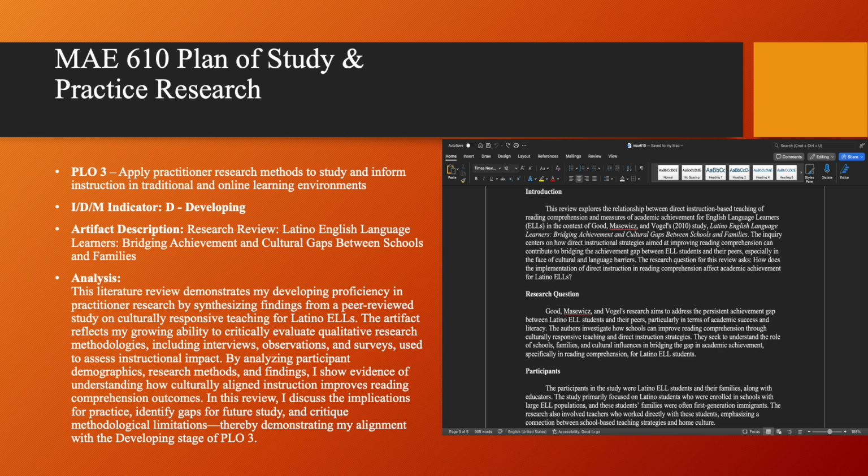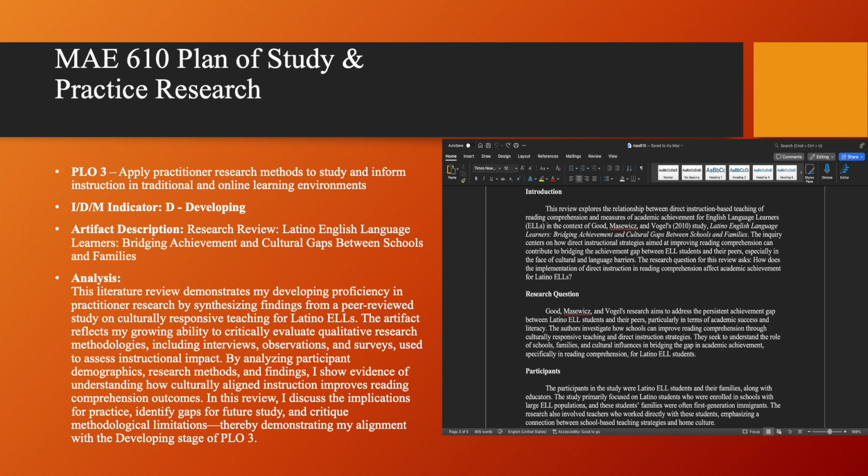My analysis is that this literature review demonstrates my developing proficiency in practitioner research by synthesizing findings from a peer reviewed study on culturally responsive teaching for Latino ELLs. This artifact reflects my growing ability to critically evaluate qualitative research methodologies, including interviews, observations, and surveys used to assess instructional impact. By analyzing participant demographics, research methods, and findings, I show evidence of understanding how culturally aligned instruction improves reading comprehension outcomes.